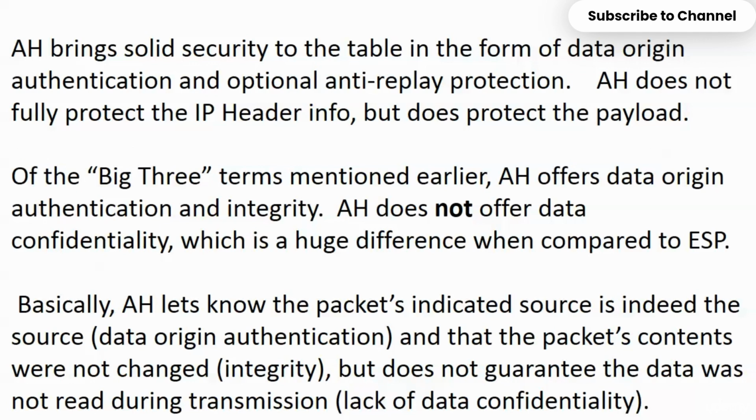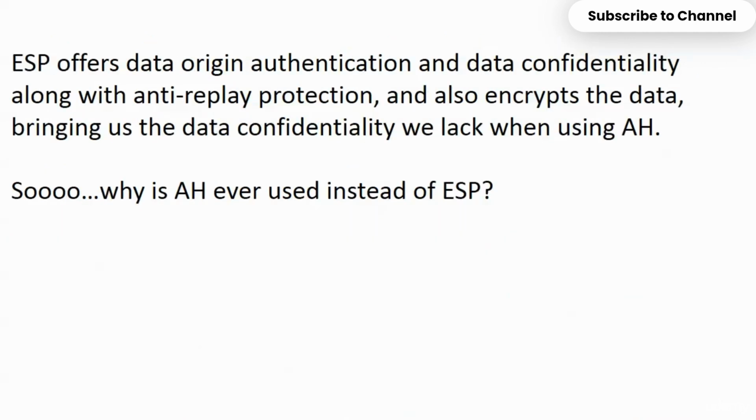And you'll see why it doesn't fully protect the IP header info in an illustration in just a moment. But the thing is with AH, and I repeat it here, it offers data origin authentication. It does offer integrity, but it does not bring data confidentiality, which is a huge difference when you're comparing it to ESP. Basically, AH lets us know the packet's indicated source is indeed the source. It lets us know the packet's contents were not changed during transmission, but it doesn't guarantee that somebody didn't read it along the way. So it does have that lack of data confidentiality.